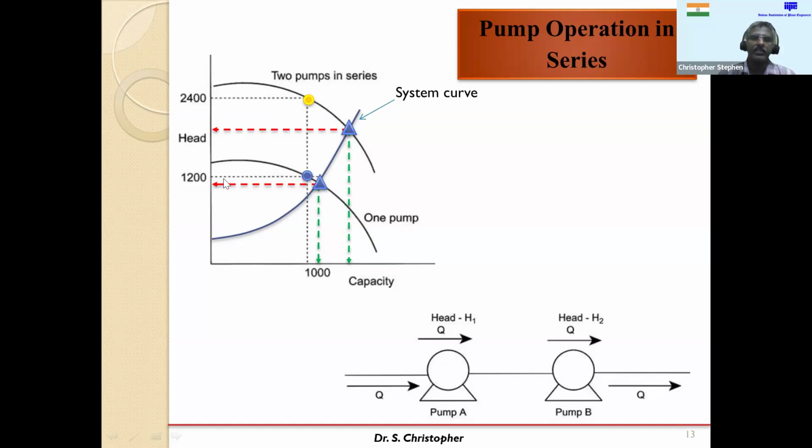Again, you can see the head developed is almost 1000. Based on the ideal case, it should be 2000. But if you look at this point, it is not near 2000. So in real case, the head developed will not be twice that of the single pump. That is the reason it is not necessary to always go for parallel and series. In certain cases, instead of going for parallel and series, you can get a new pump of different specification of Q and H. Then it will satisfy the plant needs.